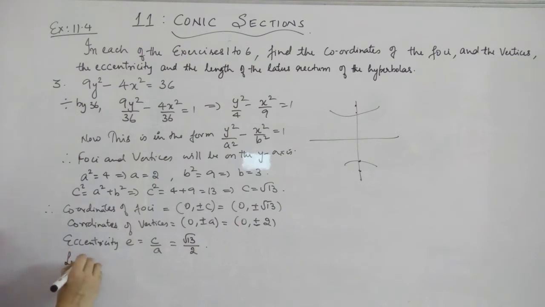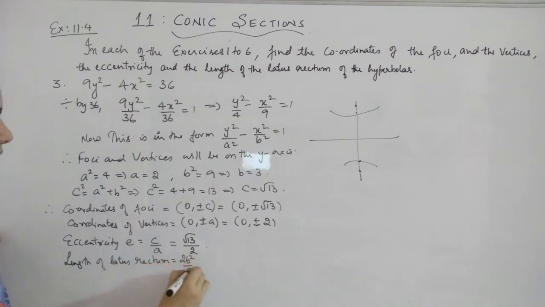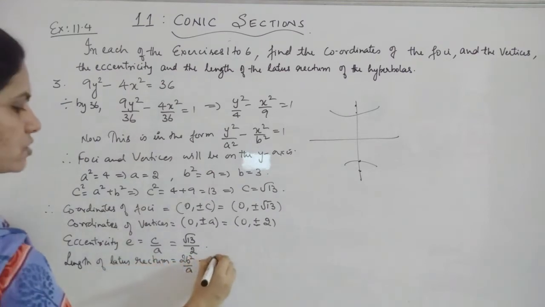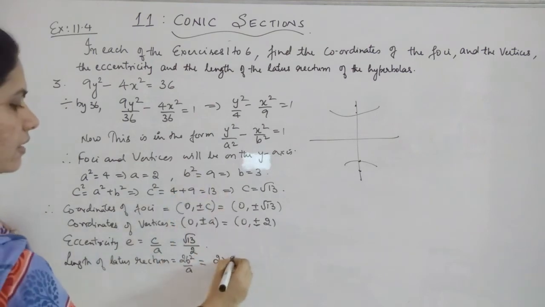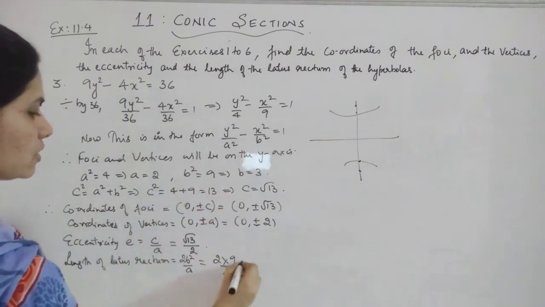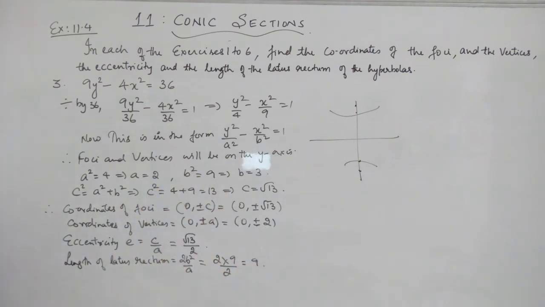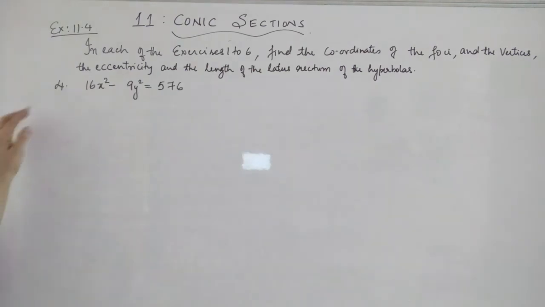Now length of latus rectum will be 2b square by a. Replacing the value, you will get 2 into b square, 9, by a, which is 2. So that it is giving you 9. Okay. Now question number 4 is 16x square minus 9y square equal to 576.